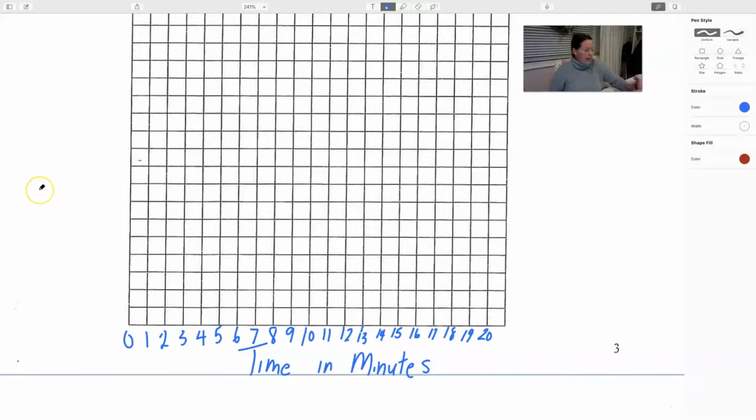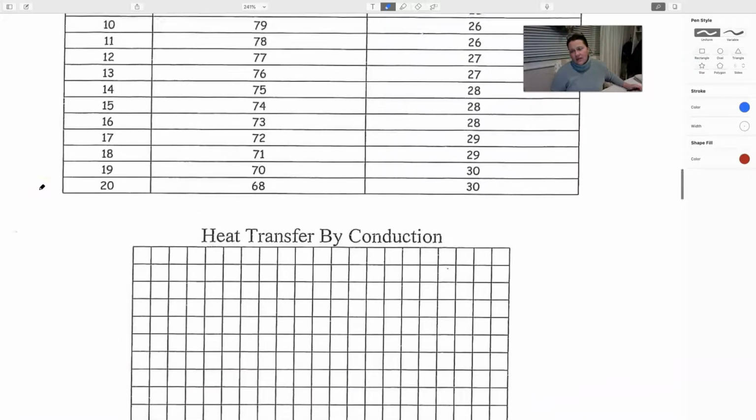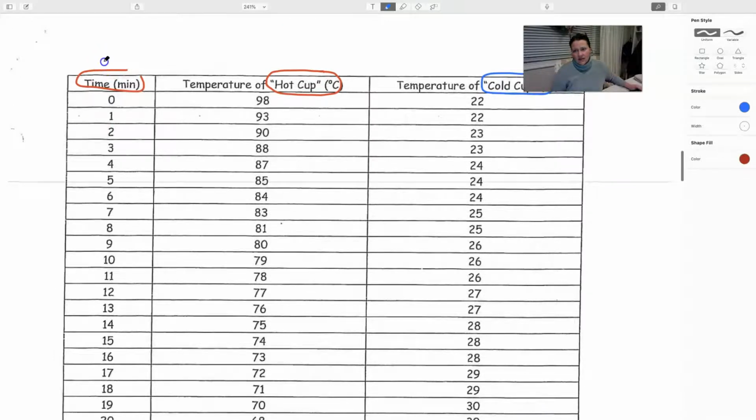And then on my y-axis, if we refer back up to here, we just did the time in minutes across the x-axis. My y-axis is going to be my temperature in degrees Celsius. Again, you're going to be plotting both rows of data. So you're going to have 2 lines, a hot cup line and a cold cup line on your graph. I would do one at a time. I wouldn't try to plot both. Start with the hot cup, do all this data, and then do your cold cup and do that data. So here we go.